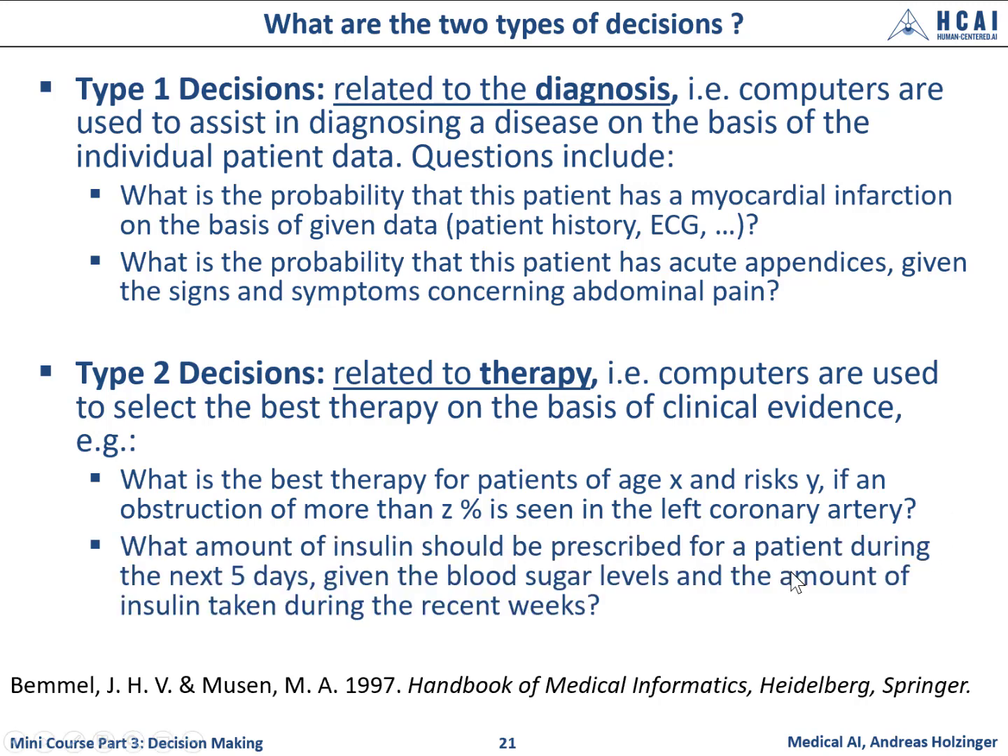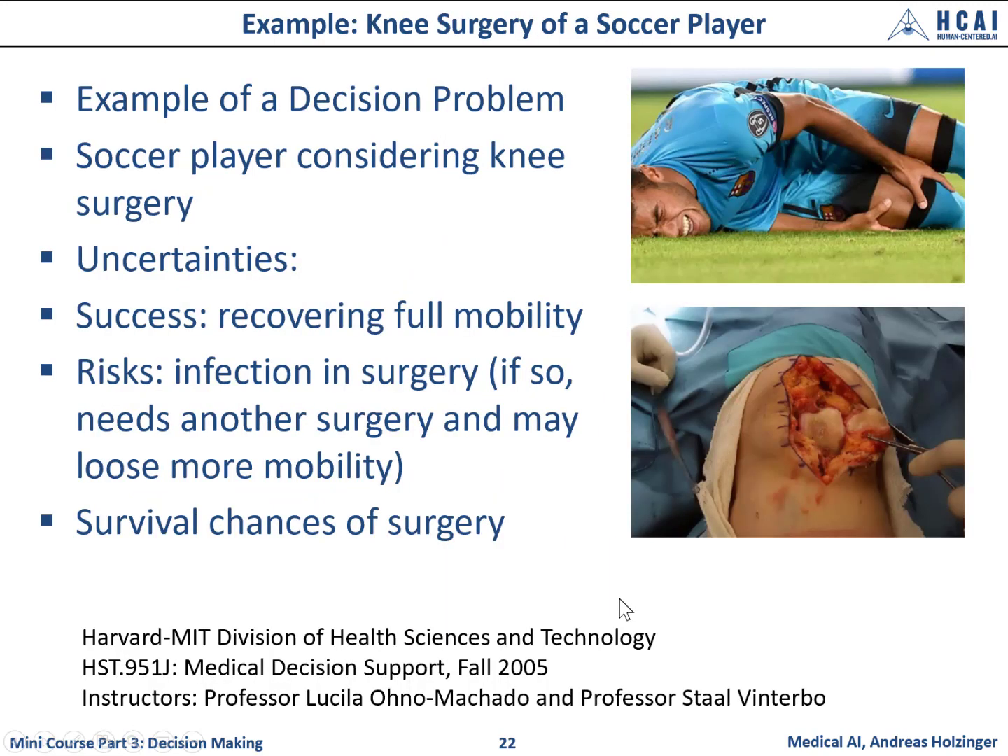Or, next example, what amount of insulin should be prescribed for a patient during the next 5 days, given the blood sugar levels and the amount of insulin taken during the recent weeks? So this is the typical two types of decisions: diagnosis and therapy. So example, a good example, knee surgery of a soccer player. This is a classical problem. And you have these uncertainties.